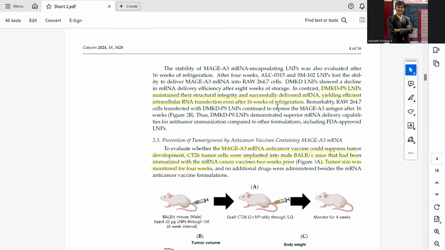Now, as per several studies, multiple LNPs were seen, and out of these, DMKD PS LNPs maintained their structural integrity and successfully delivered mRNA even after 16 weeks of refrigeration, as compared to others which showed a decline in mRNA delivery efficiency over a period of time.